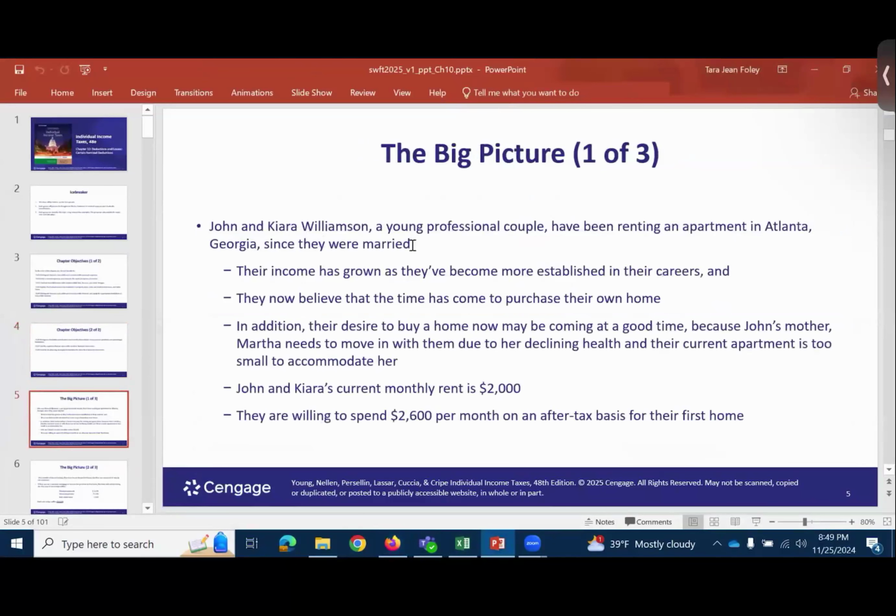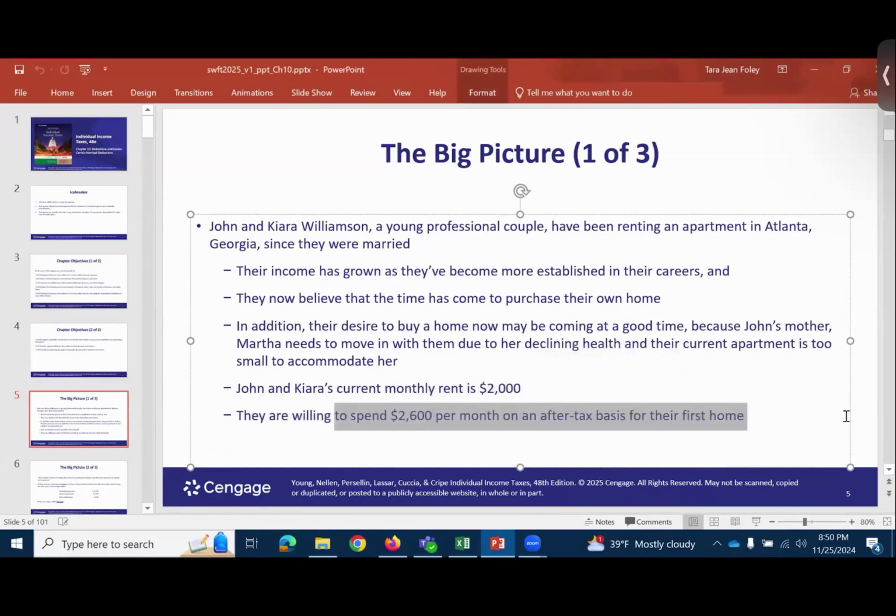John and Kira Williamson, a young professional couple, have been renting an apartment in Atlanta since they were married. Their income has grown and they've become more established in their careers. They now believe the time has come to buy their own home. In addition, buying now may be coming at a good time because John's mother, Martha, needs to move in with them due to her declining health, and their current apartment is too small to accommodate her. John and Kira's current monthly rent is $2,000, but they're willing to spend $2,600 on an after-tax basis for their first home.